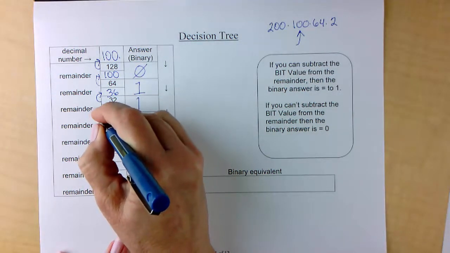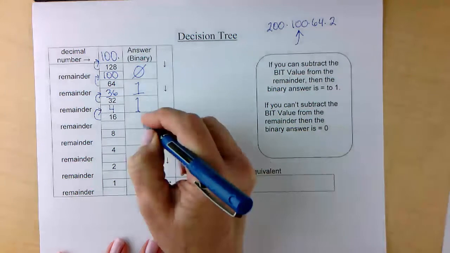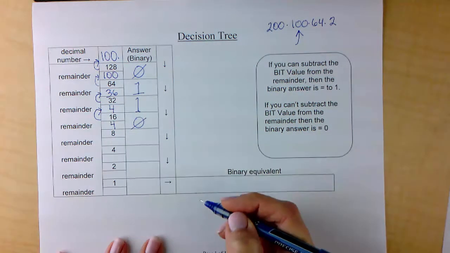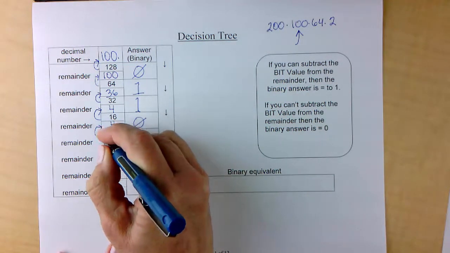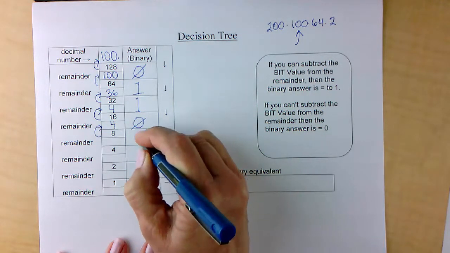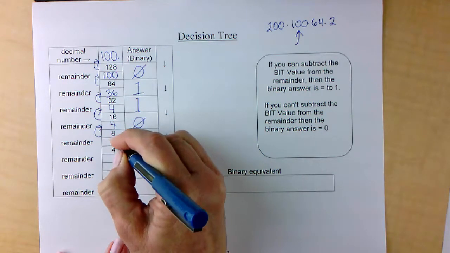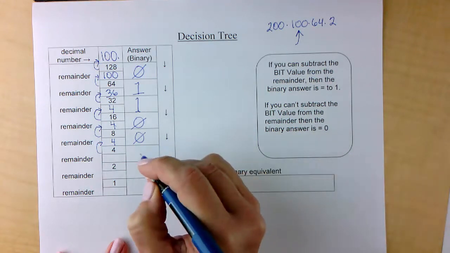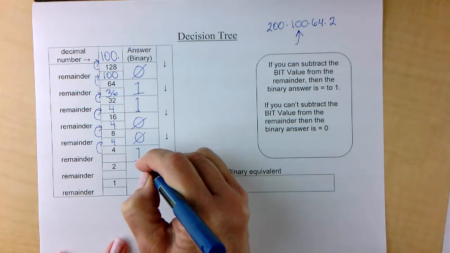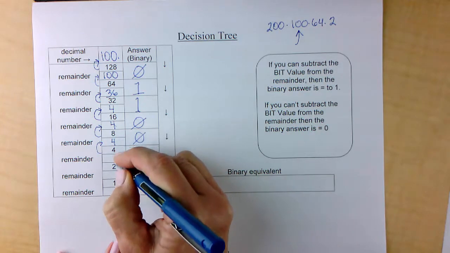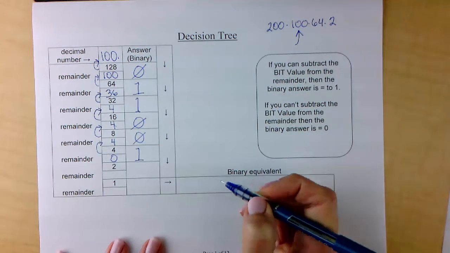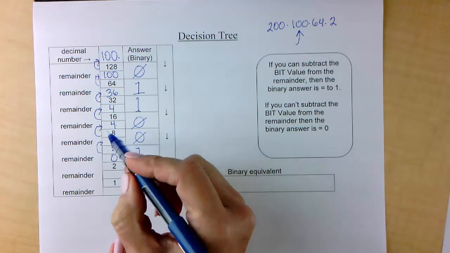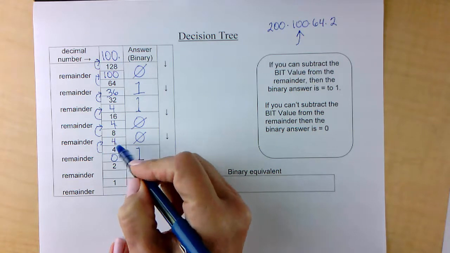Will 16 go into 4? No, it will not. I just carry the 4 down. Will 8 go into 4? No, it will not. I carry the 4 down. Does 4 go into 4? Yes, it does, so I know that my binary is on. 4 minus 4 is 0. So I only do the math and figure out the remainder when I can actually subtract one from the other.